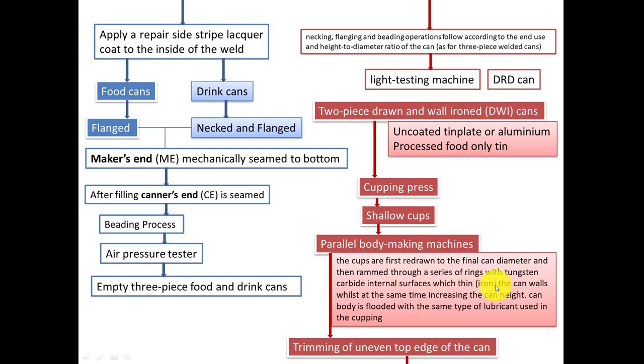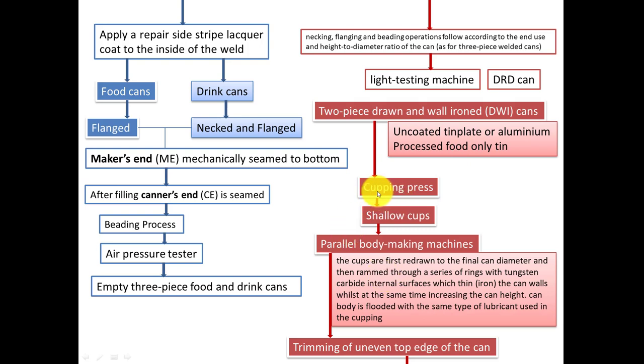which thin the can wall, while at the same time increasing the can height. The can body is flooded with the same type of lubricant used in the cupping process. So basically when this raw material is supplied, it is coated with some kind of lubricant.